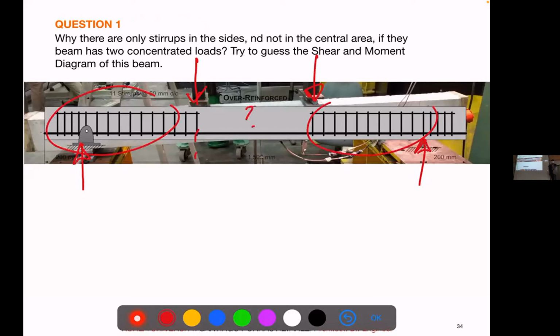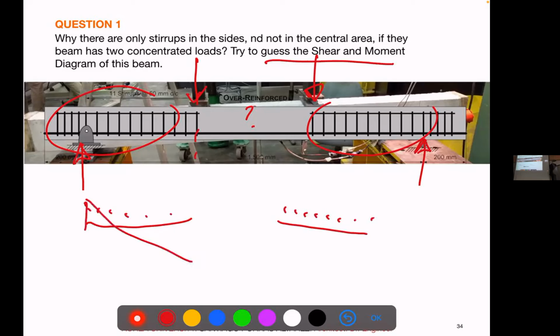Why there's not stirrups in the center? And then can you make the shear and the moment graph of this? We know that for a continuous load, shear would be something like this, symmetrical, of course, and moment will be like this. But this is not the case here, right? Can you figure, without numbers, just figure out in 1 minute those graphs by what we know.